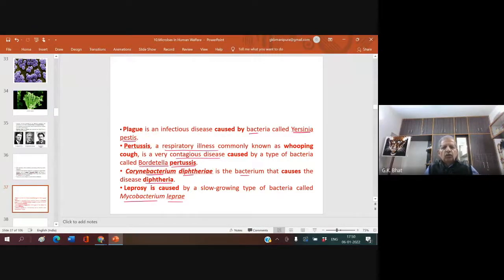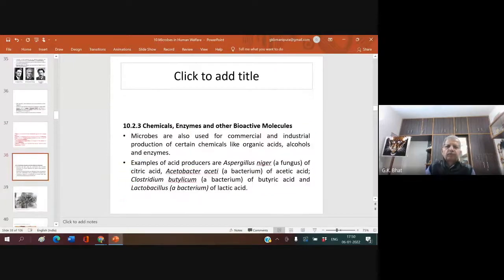So, in this way, you come across many of these disease-causing organisms, and we have very effective antibiotics for these bacteria. Please know all this, whatever I have given, as it is important from the point of view of examination.